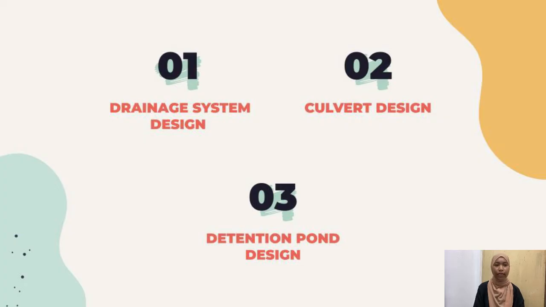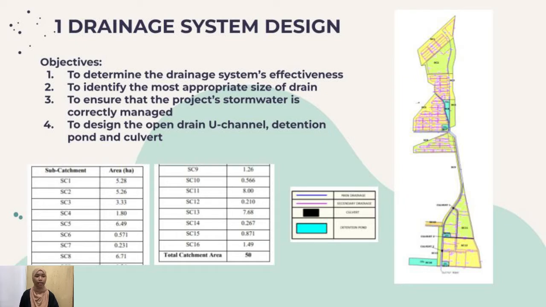So for drainage design, it is separated into three parts, which is number 1, drainage system design, number 2, culvert design, and number 3, detention pond design. So the number 1 is drainage system design. Drainage system design is necessary to assure that the stormwater capacity is deep enough to move through the building by gravity. So for this part, the objective is to determine the drainage system's effectiveness.